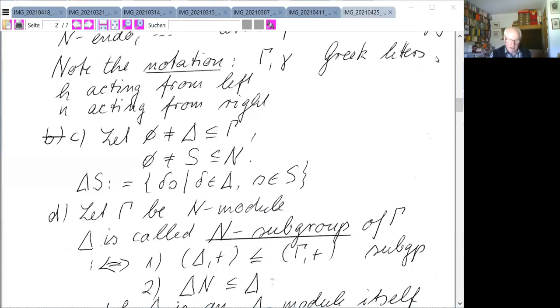Subgroup, if it's a subgroup, and which is respected by... can I move that? No, I can't. Which is respected by n. Could you move it up a bit, please?